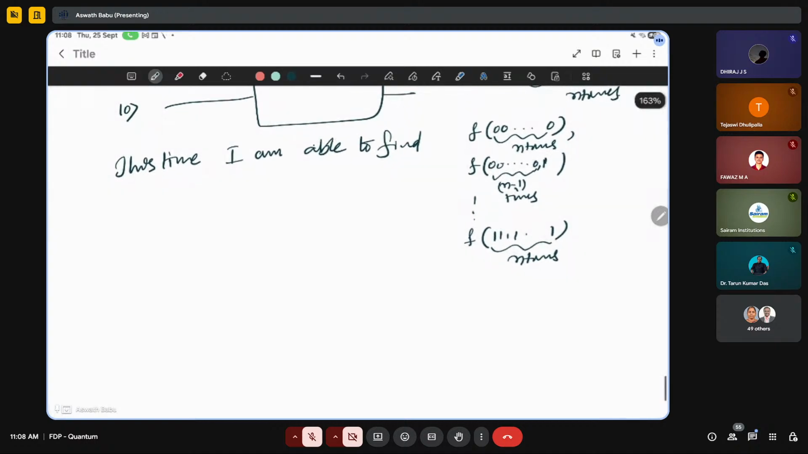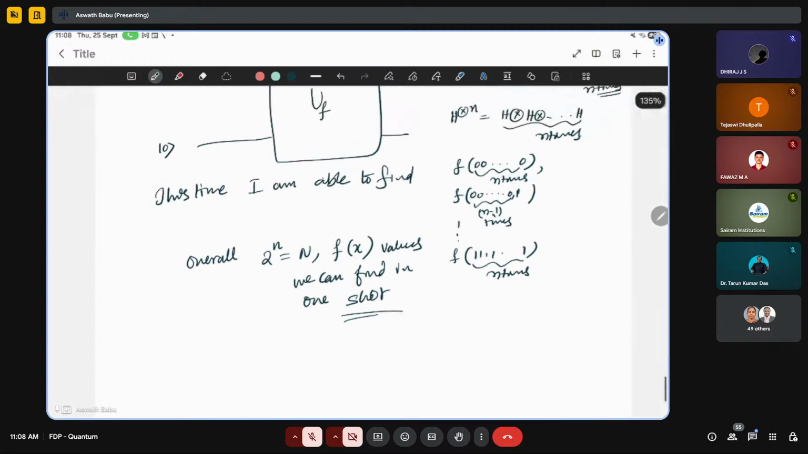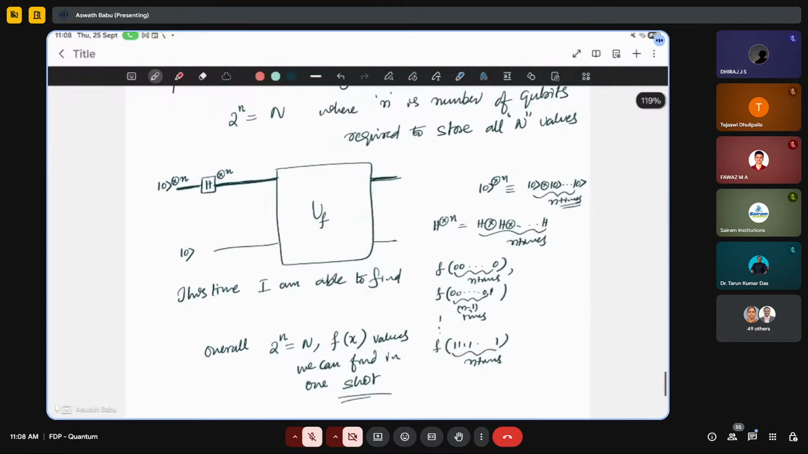So overall, 2 to the power of n, which is capital N, functional values we can find in one shot. So this is a very, very powerful thing. This is quantum parallelism for you. Quantum computing or quantum circuits would allow you to find all the functional values in one shot. So that is very, very commendable.